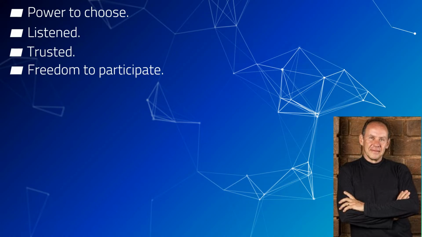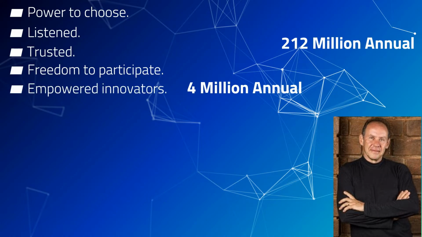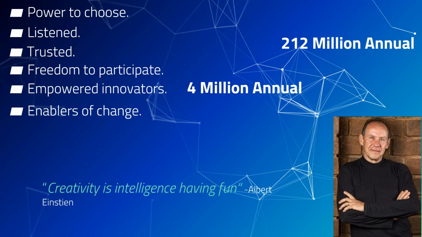When Ricardo Semler took over the business in 1982 from his father, the annual revenue was just under $4 million. As a direct response to his innovative management policies, Ricardo Semler took this business to over $212 million some 20 years later. He did it by giving the control to the workers. He empowered them to be innovators within their own roles, and he enabled them to be enablers of change.